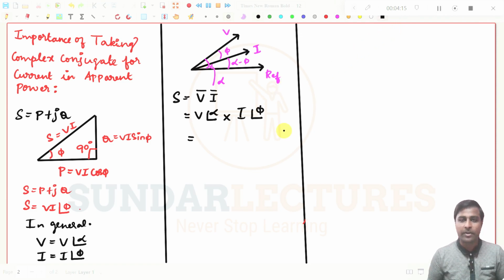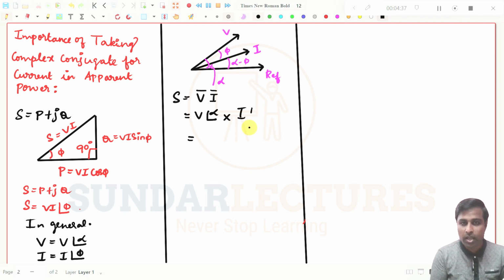Right, one minute. So what is this angle? From reference it is alpha, and from reference what is this angle? That is nothing but pi minus alpha, and you need to change this. And from reference, you see what is the angle of V? It is alpha. And from reference, what is the angle of this I? That is nothing but alpha minus pi, right? So it will be alpha minus pi.